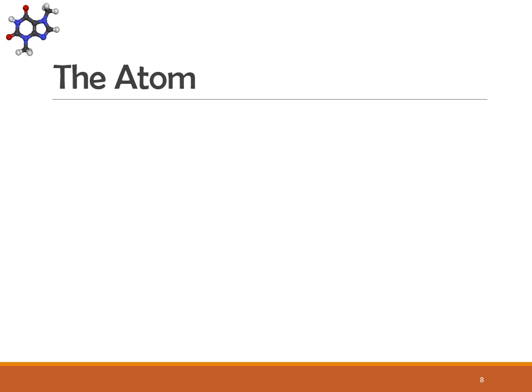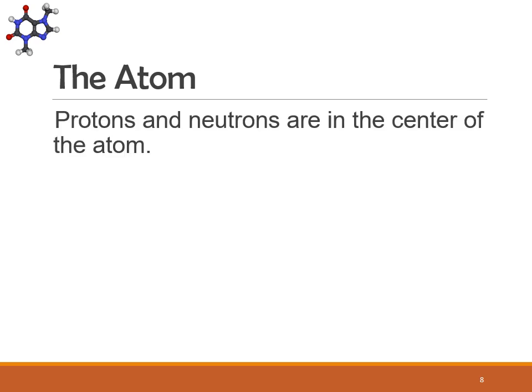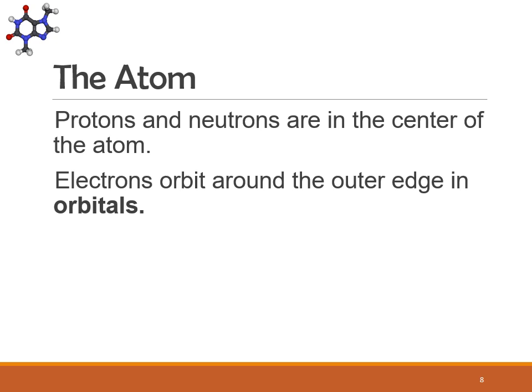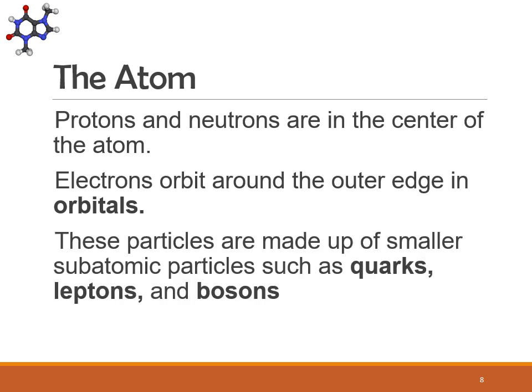The subatomic particles have a specific arrangement in an atom. The protons and neutrons can be found in the center of the atom. They form the nucleus of the atom. Electrons orbit around the nucleus in orbitals. Electrons, protons, and neutrons are actually made up of even smaller particles. They are called quarks, leptons, and bosons.